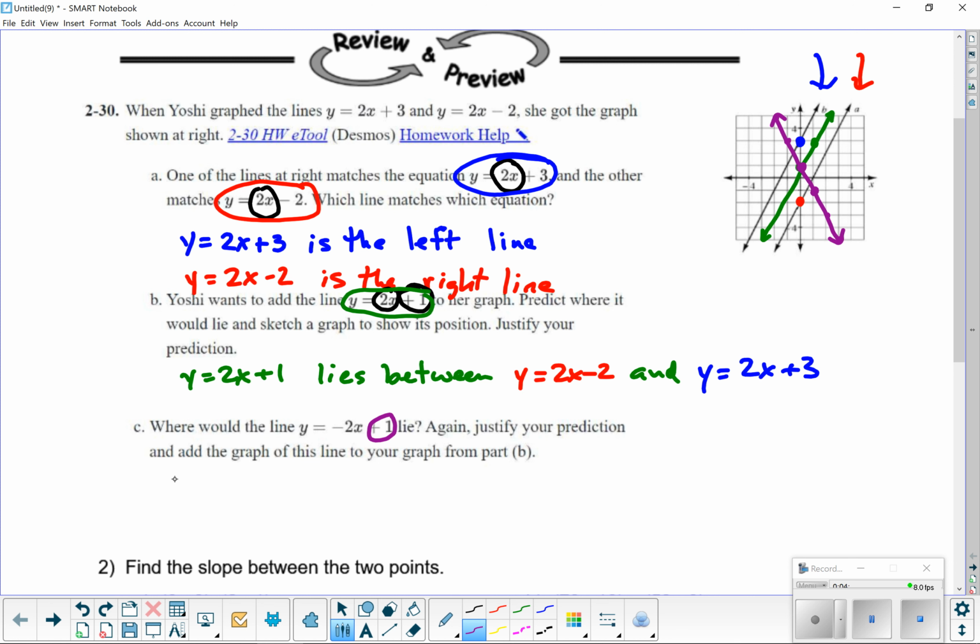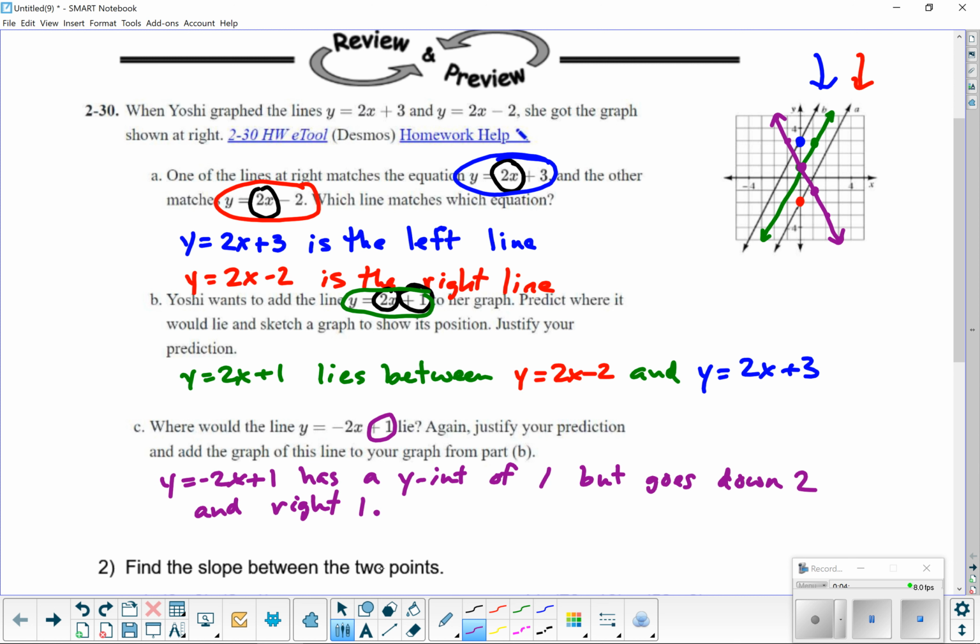So I'm going to say something like, y equals negative 2x plus 1 starts or has a y-intercept of 1 but goes down 2 and right 1.